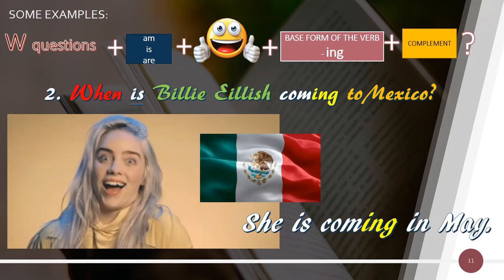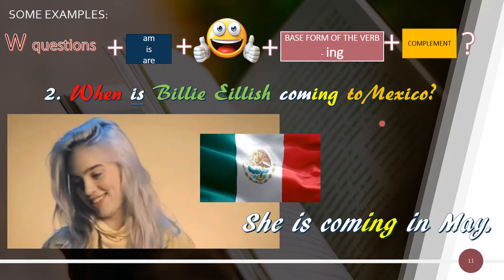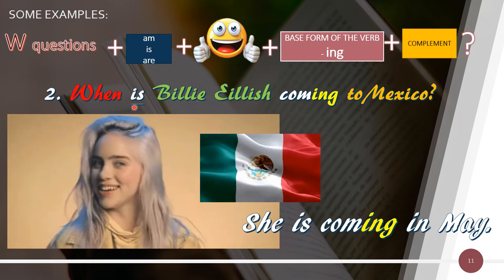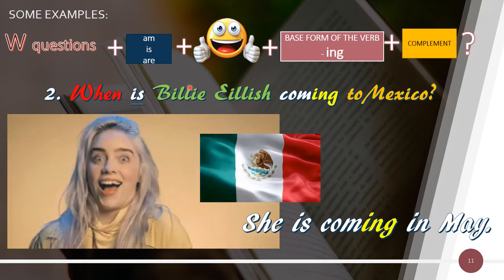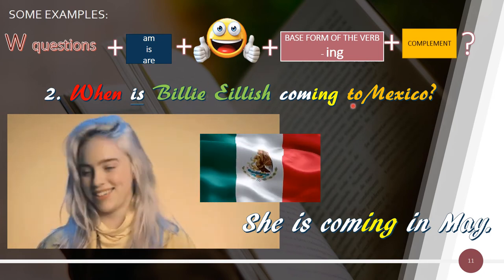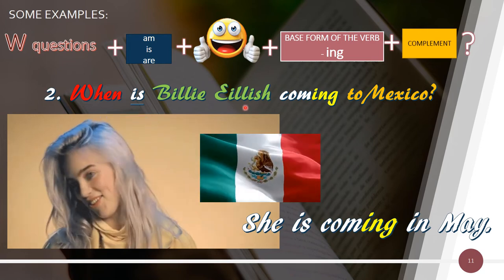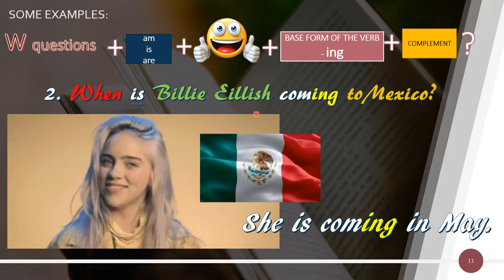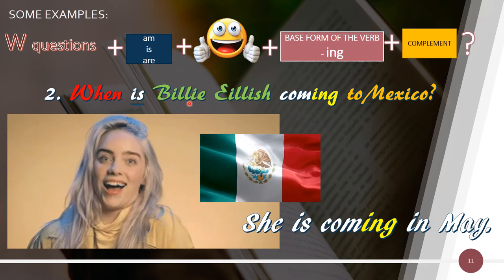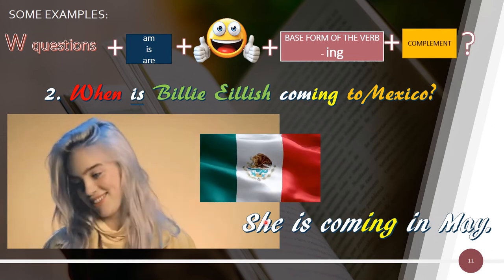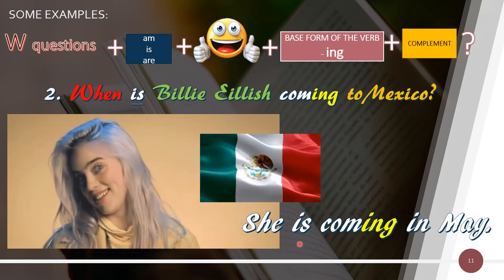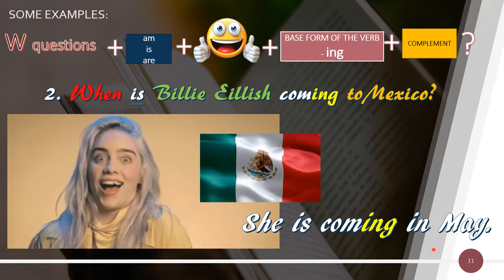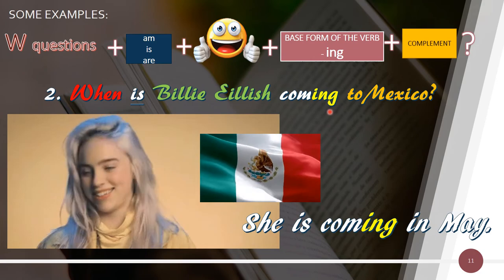Next example. When is Billie Eilish coming to Mexico? La doble question plus el verbo to be in simple present is Billie Eilish, que es un she, un ella, por eso es is, coming to Mexico, viniendo a México. Cuando, en literal en español significa cuando viene Billie Eilish a México, ¿ok? Porque eso es como tipo futuro, ¿sale? Así siempre es, para que te la trates de aprender. She is coming in May. Ella viene en mayo o ella está viniendo en mayo, que es la traducción literal, ¿no? Pero es un ejemplo de cómo usas el ing para futuro.